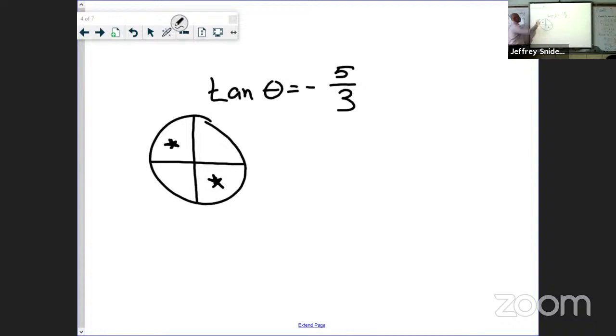Okay, because I know tangent is y over x, right? If I have a negative fraction, only one of these signs is negative. Where does that happen? Here, negative x and a positive y. Here, positive x and a negative y.